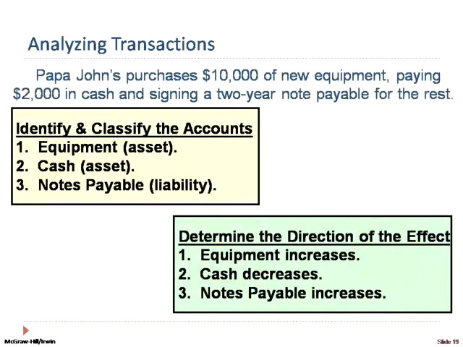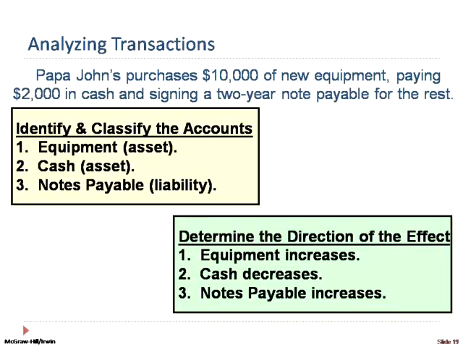In our third transaction, Papa John's purchases $10,000 worth of new equipment for $2,000 cash and signs a 2-year note payable for the remainder. 3 accounts were involved in this transaction: the equipment account, an asset, the cash account, an asset, and notes payable, a liability.